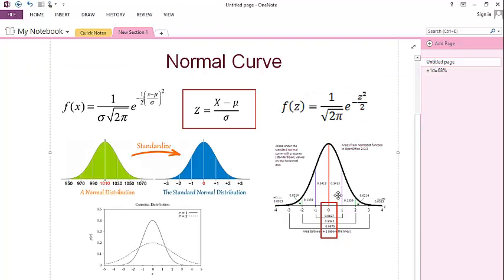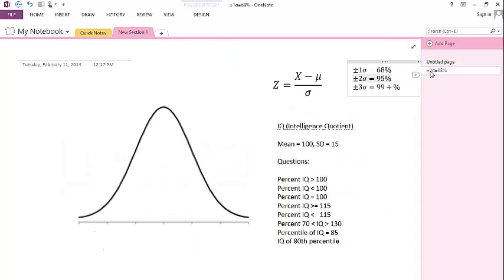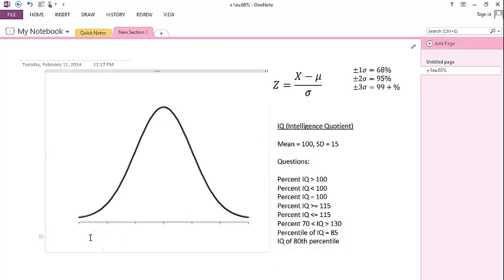So remember, these are areas. Let me go back here. These are areas under the curve. This is 34%. This is 13%. This is about 2% areas. All right. So let's look at an example of it in use. Here, IQ, you may be familiar with. This is a well-known quantity, and it's been measured a number of times.